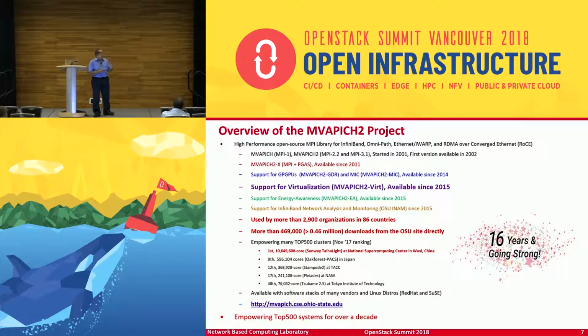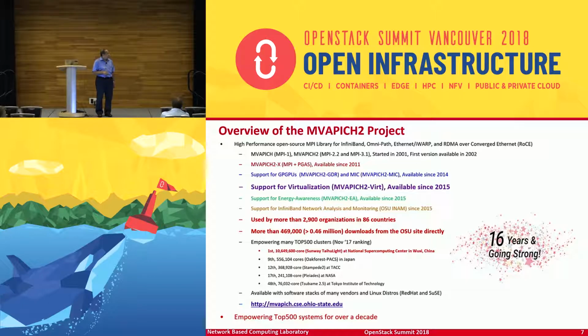But it's not just the number of downloads. We have been working with the HPC community over the decade. So these are the systems. If you take a look at the November 17 ranking, even the top number 1 system in China, a 100 petaflop system, is actually using our stack. Similarly, the largest Omni-Path system, at Oakforest-PACS in Japan, which is ninth ranked, is also using our stack. And the list goes on.